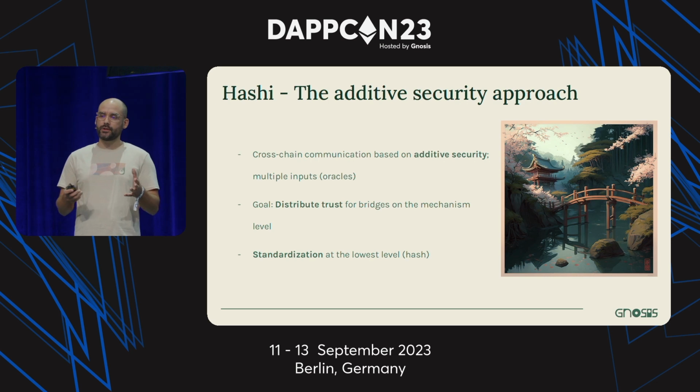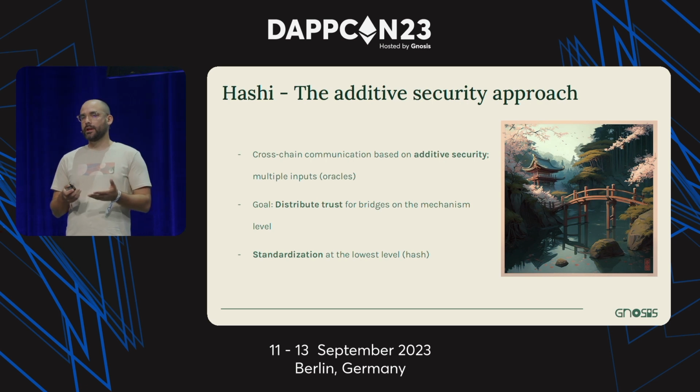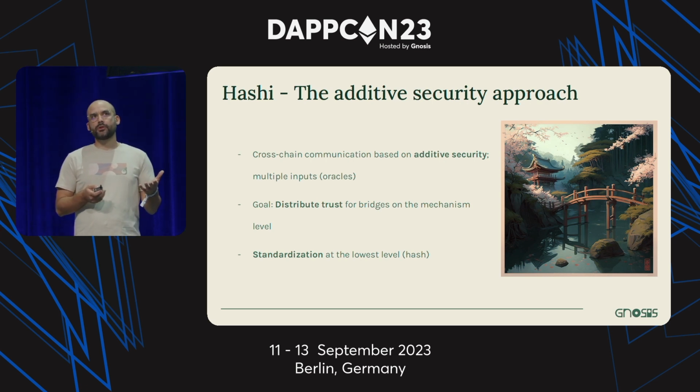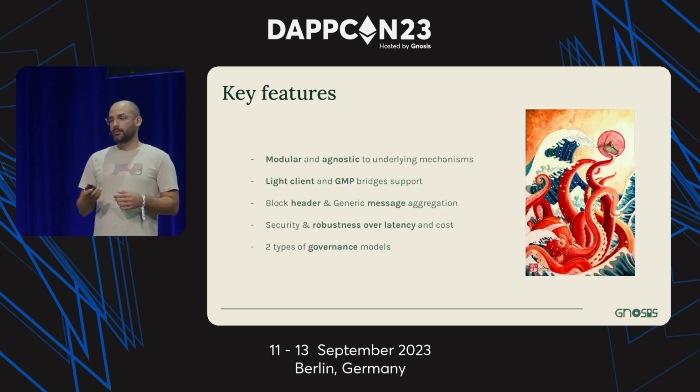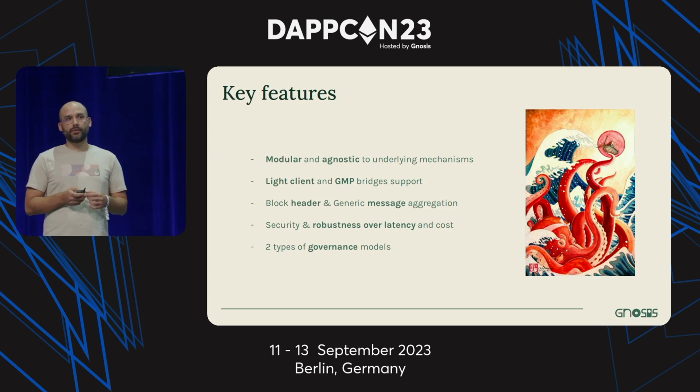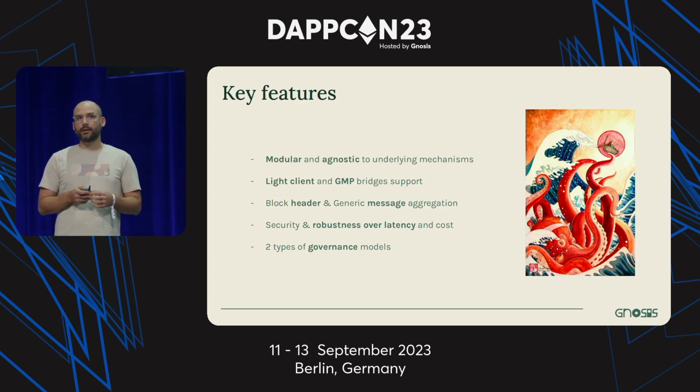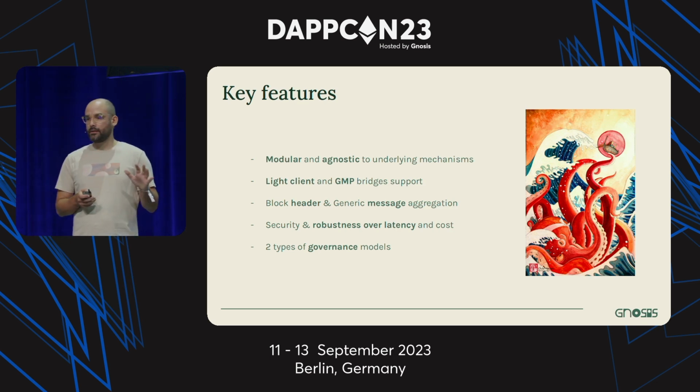We want to offer standardization at the lowest possible level, which is the block hash. We want to do that because this is the only level where multiple cross-chain implementations, not only messaging bridges, but also light clients or oracles, can basically work together. A couple of key features. The framework is modular and agnostic to any kind of underlying mechanism.